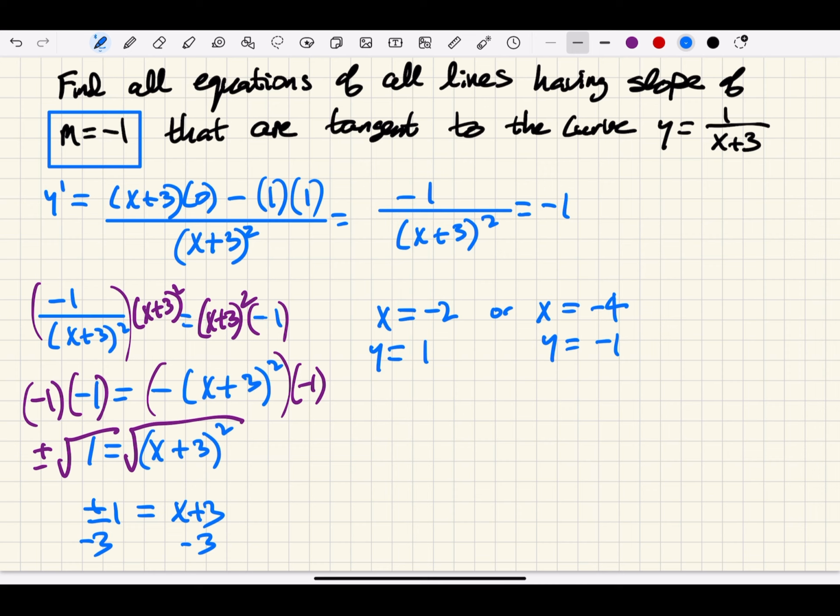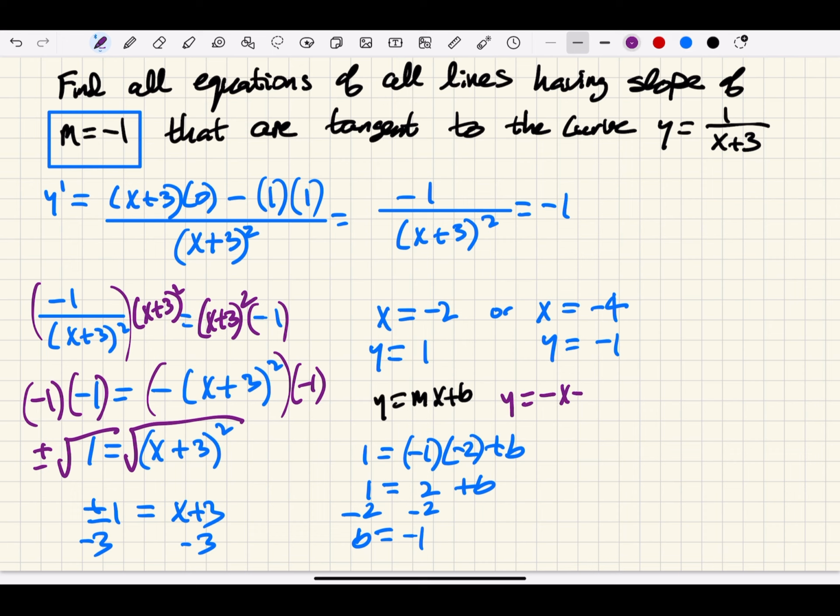So using y equals mx plus b, in the first case we would have 1 equals -1 times -2 plus b. This would be the same then as 1 equals 2 plus b. Now subtracting 2 from both sides, we would find that b is equal to -1. So the equation for the first line would be y equals -x minus 1.